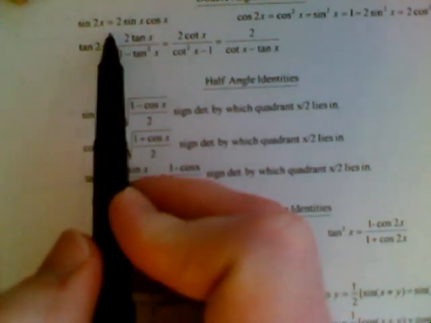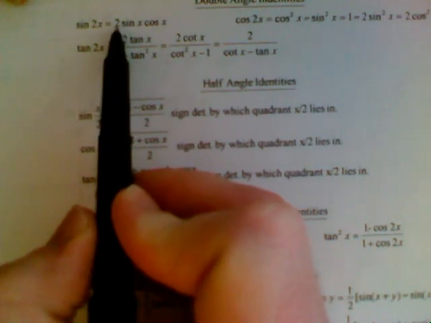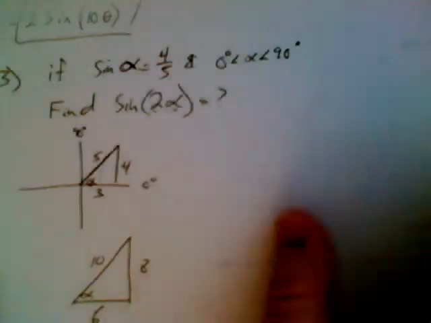As always, go back to the identity sheet just in case. Now, when I look at this, we're trying to find what sine of 2 alpha is. Well, I have sine of 2x here, and it's equal to 2 sine x cosine x. So it would actually be equal to 2 sine alpha cosine of alpha. Let's go ahead and write that down.